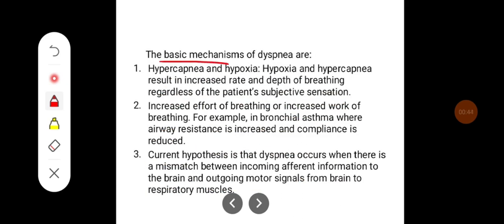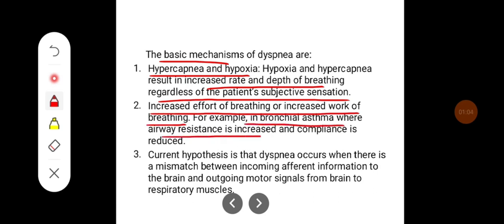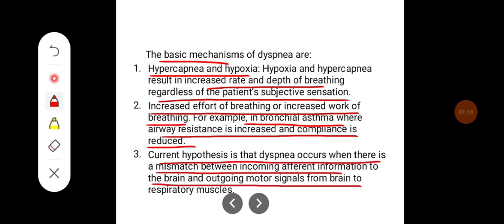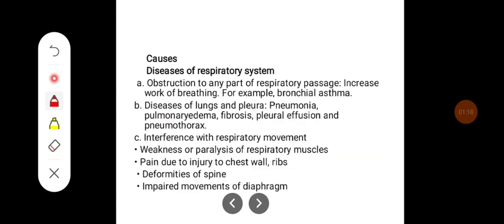The basic mechanisms of dyspnea are hypercapnia and hypoxia. Hypoxia and hypercapnia result in increased rate and depth of breathing regardless of patient's subjective sensation. Increased effort of breathing or increased work of breathing, for example, in bronchial asthma where airway resistance is increased and compliance is reduced. Current hypothesis: dyspnea occurs when there is a mismatch between incoming afferent information to the brain and outgoing motor signals from brain to respiratory muscles.